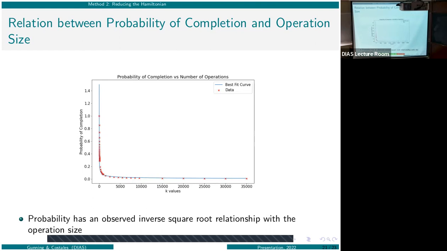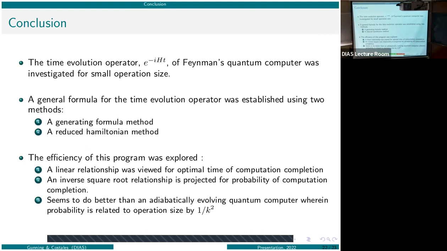So in conclusion, we studied the time evolution operator of Feynman's quantum computer, first for k equal to 2 and 3. And using this foundation, we were able to create a general formula for the time evolution operator for higher k's using two different methods. A generating formula method, which was very inefficient in time, but was successful. However, you'd need to generate an ODE, which you then have to solve and differentiate. And then a reduced Hamiltonian method, which was much more efficient in producing information about our quantum computer with regards to very, very high k's.